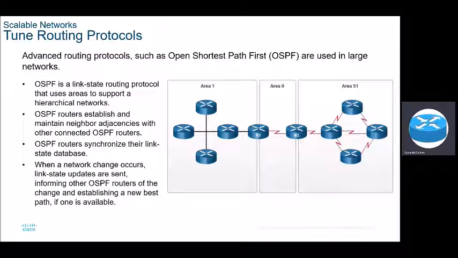Okay, then we've got tuning of routing protocols. Advanced routing protocols such as OSPF, or Open Shortest Path First, are used in large networks. OSPF is a link state routing protocol that uses areas to support hierarchical networks. OSPF routers establish and maintain neighbour adjacencies with other connected OSPF routers. OSPF routers synchronize their link state database within an area. When a network change occurs, link state updates are sent informing other OSPF routers of the change and establish a new best path if one is available.